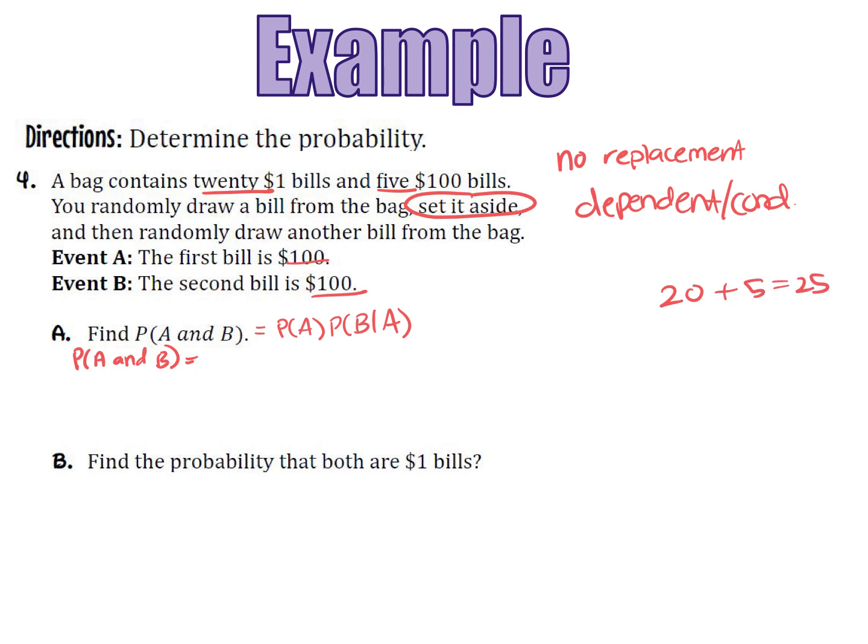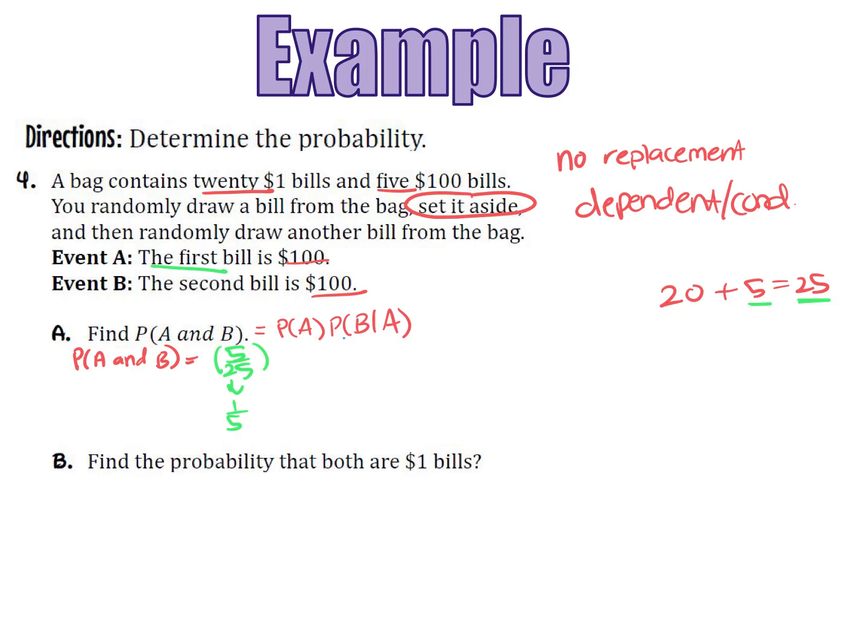So there's 25 total bills. I'm reaching my hand in the bag, I'm grabbing a bill. So the probability of A, the probability of grabbing a $100 bill, the first one, is out of the 25, there are 5 of them. 5 out of 25, which I'm going to simplify to just be 1/5.